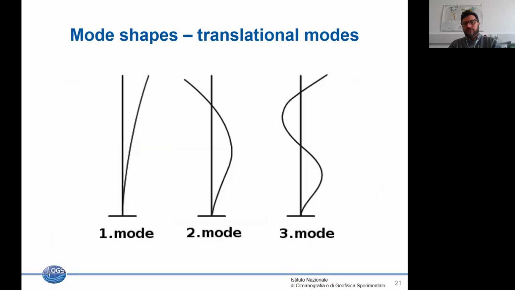Of course, you can have for translational modes much more variation, and especially for tall buildings, you can have several modes of deformation of a structure, and not only translational, of course. You can also have rotational modes.